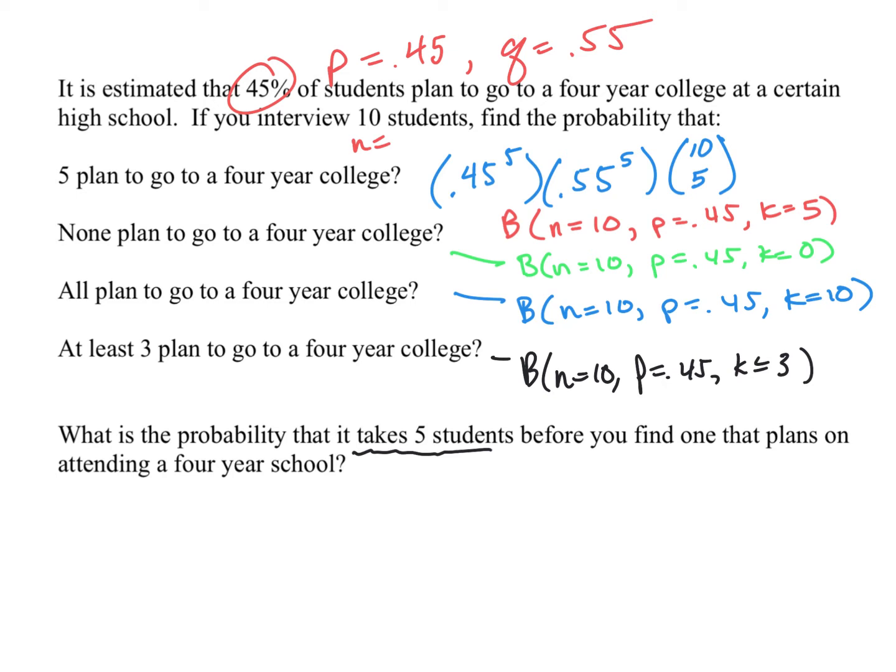Now, this actually is pretty easy to just do by hand. You just say, well, if it takes 5 students to get the first, that means the first 4 students said no, followed by the student that said yes. And that's it. You don't have to count the number of orders because this is the order. This was it exactly. If you wanted to use the same type of notation, you would say this is a geometric setting where the probability is 0.45 and the value we are interested in is 5. Okay?